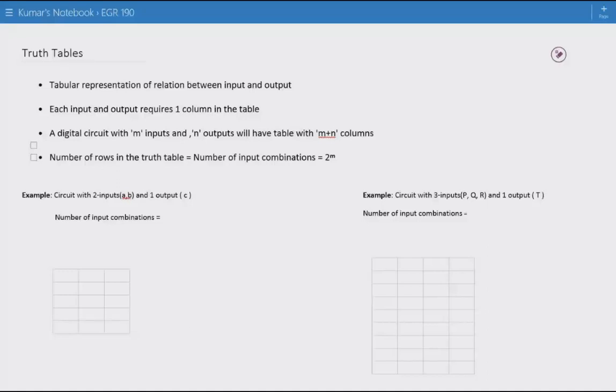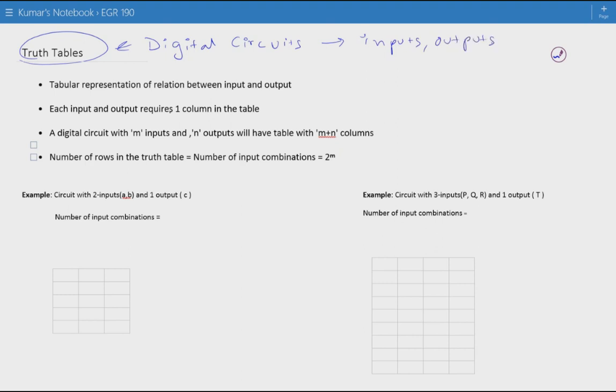Hello, in this short video we're going to look into truth tables. Truth tables are used to describe the behavior of digital circuits. Whenever you have a digital circuit, one thing in common is that it has some inputs and a certain number of outputs. The truth table is nothing but the tabular representation of the relation between inputs and outputs.